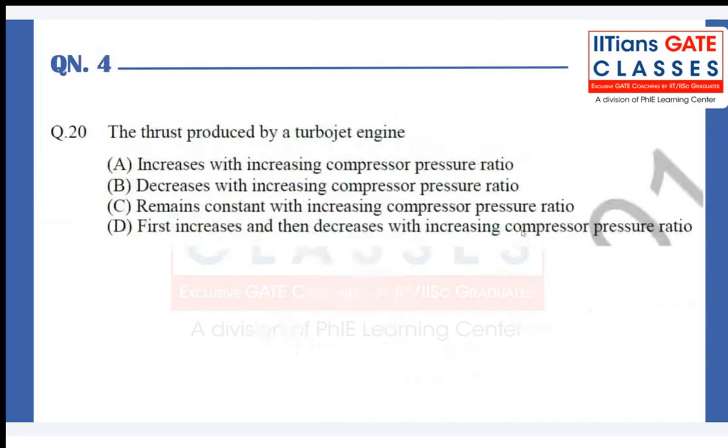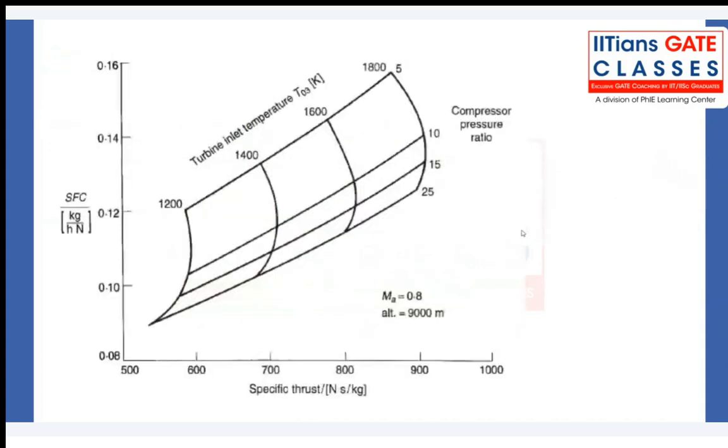The thrust produced by the turbojet engine. Option A: increases with increase in compressor pressure ratio. Option B: decreases with increase in compressor pressure ratio. Option C: remains constant with the increase in compressor pressure ratio. Option D: first increases then decreases with increase in compressor pressure ratio. This one we actually discussed during our class. So this is much of an optimization problem. So a few things we are going to assume, that is we are going to see for this particular question for a given flight Mach number and at a given altitude. So that we are going to fix to answer this question.